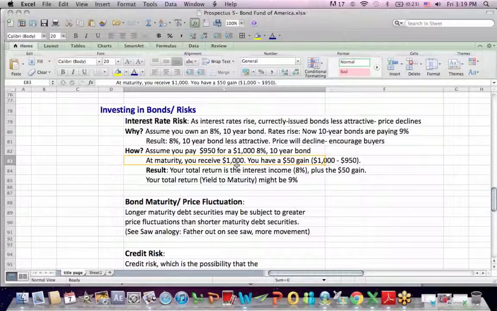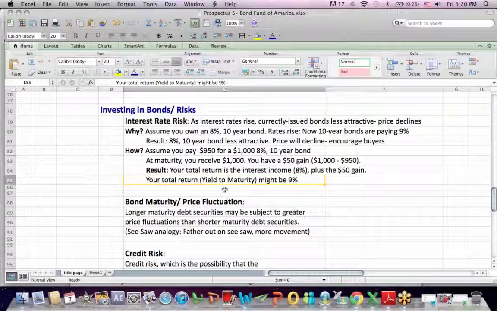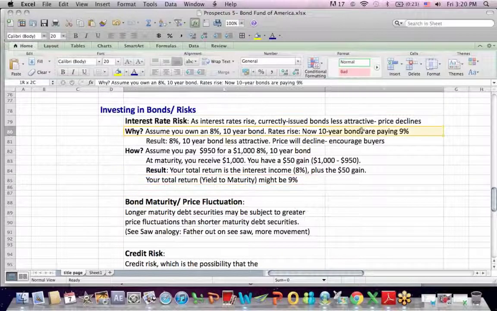the bond says you get back $1,000 at maturity, so you'll have a $50 gain, the difference between the $1,000 and the $950 cost, $1,000 the face amount. So what's the result? Well, the result is that you get two rates of return. One return is that $50 gain on the buy and sell. The other is the 8% you earn in interest income along the way. So your total return, a new term, total return, which is another way of saying yield to maturity, might be 9%. So if you pay less than $1,000 for the 8% bond, you may end up with a total return that equals 9% that you can get on bonds currently.